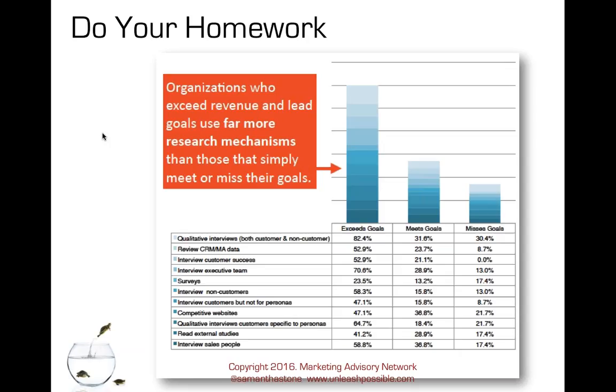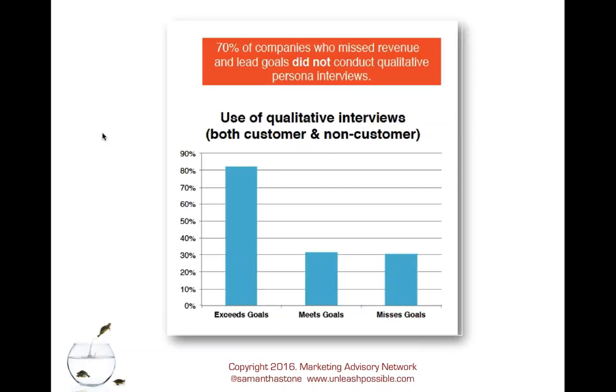But the number one biggest differentiator of those who are successful and those who fail is the use of qualitative research for both customers and non-customers. 70% of organizations who missed their revenue and lead goals did not conduct qualitative persona interviews. This is really important and very meaningful. The only way to truly understand people and to segment by groups is to understand the why. And you can't survey your way into the why.